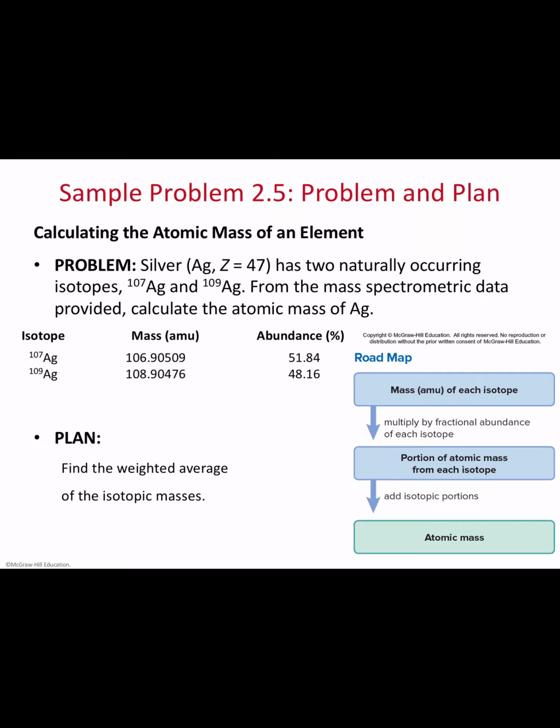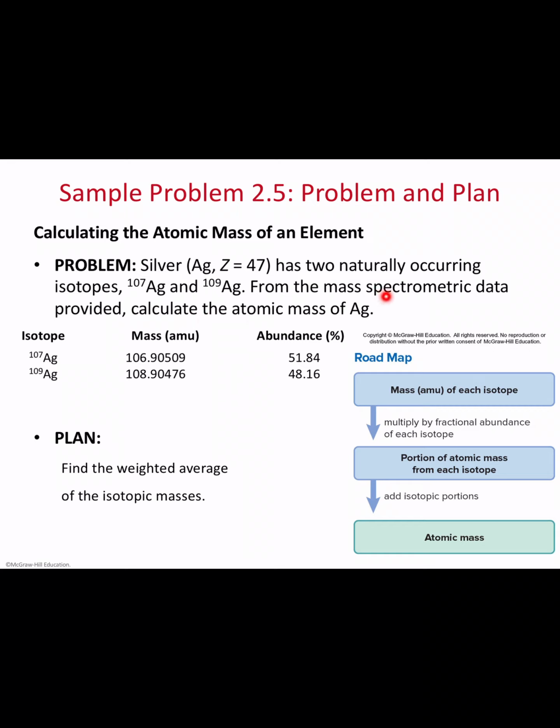Calculating the atomic mass of an element. Normally, the atomic mass is given by considering the natural abundance of all isotopes possible. Okay, so silver atomic number is 47, has 2 naturally occurring isotopes. They are silver 107 and silver 109. From the mass spectrometric data provided, calculate the atomic mass of silver.